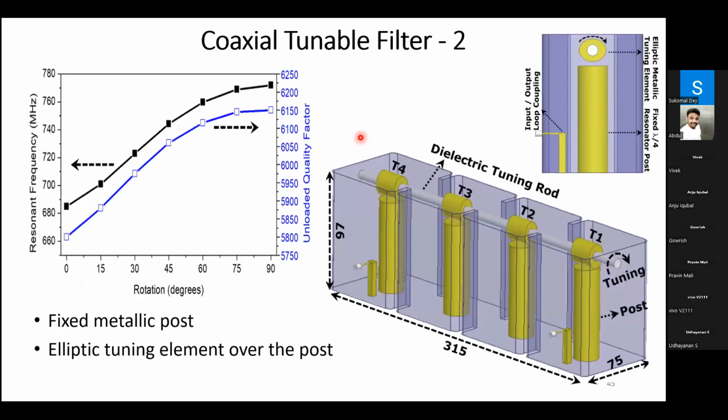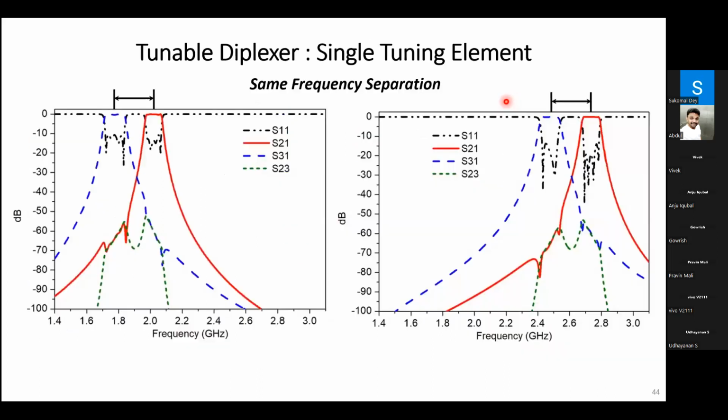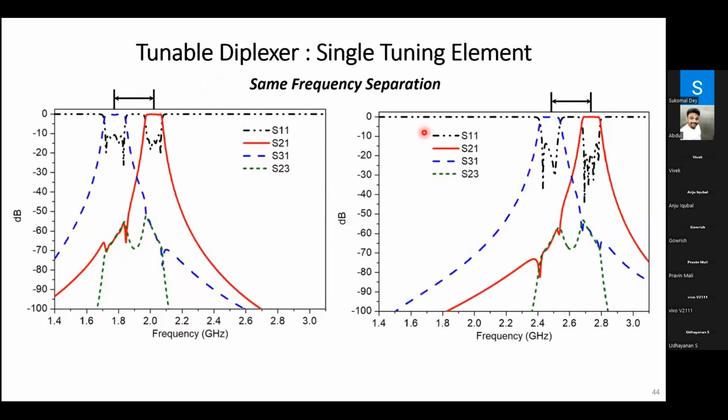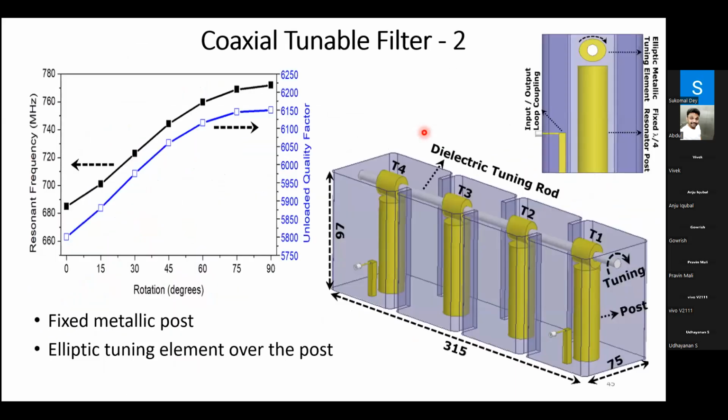So one of the feedback was, why can't we make it compact? Because we were using lambda by 2 resonator posts. So can we do the same thing with a lambda by 4 resonator post? Yes, it can be done. The idea is simple: use a lambda by 4 resonator post and instead use an elliptic tuning element over the post. As the tuning element is rotated, the air gap changes and hence tunes the resonance frequency.